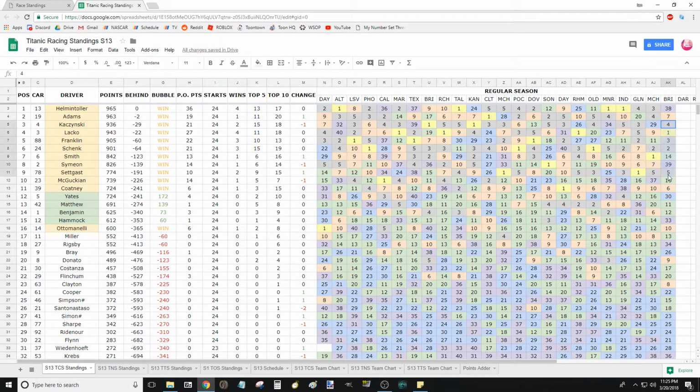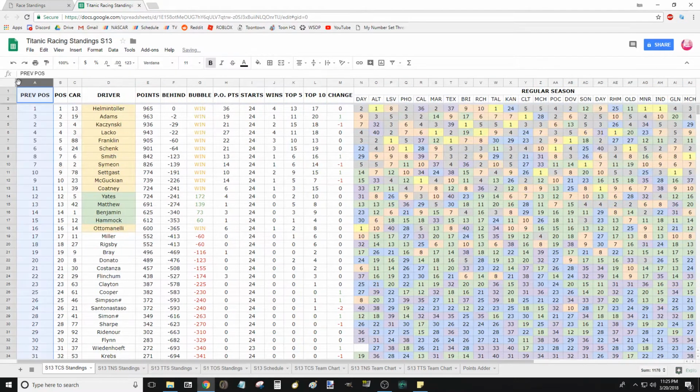So now we have all these points, and we have all these standings. Now we add it to here. So what do we do? Well, I have it one point for each position. But I'm not going to do it myself. I have a little points adder sheet. I'm going to show you that in a second.